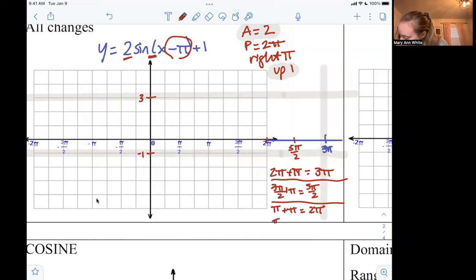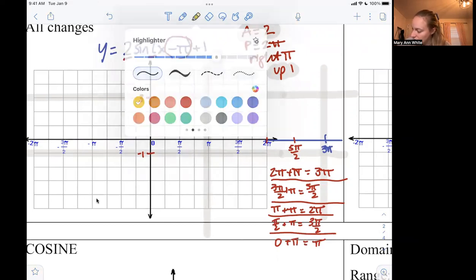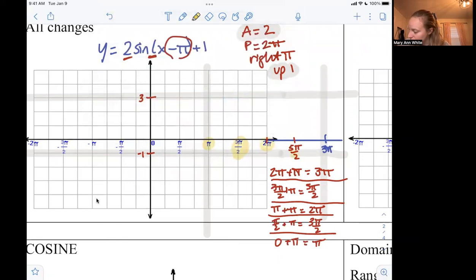Now I'm going to do pi over 2 plus pi, which is going to be 3 pi over 2. And then I'll end with 0 plus pi, which is going to be pi. So I actually have all those other numbers on my graph. If I didn't, I would need to make sure that I wrote pi, 3 pi over 2, 2 pi, 5 pi over 2, and 3 pi. I need to see those labels.